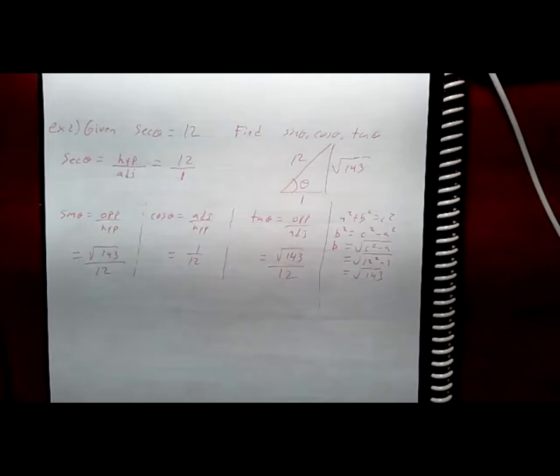Will we just always put it over 1 like that if we don't know? Yeah, if you're given a solid number and it needs to be a ratio, you can always change it. Any number can be written like that, as well as variables.